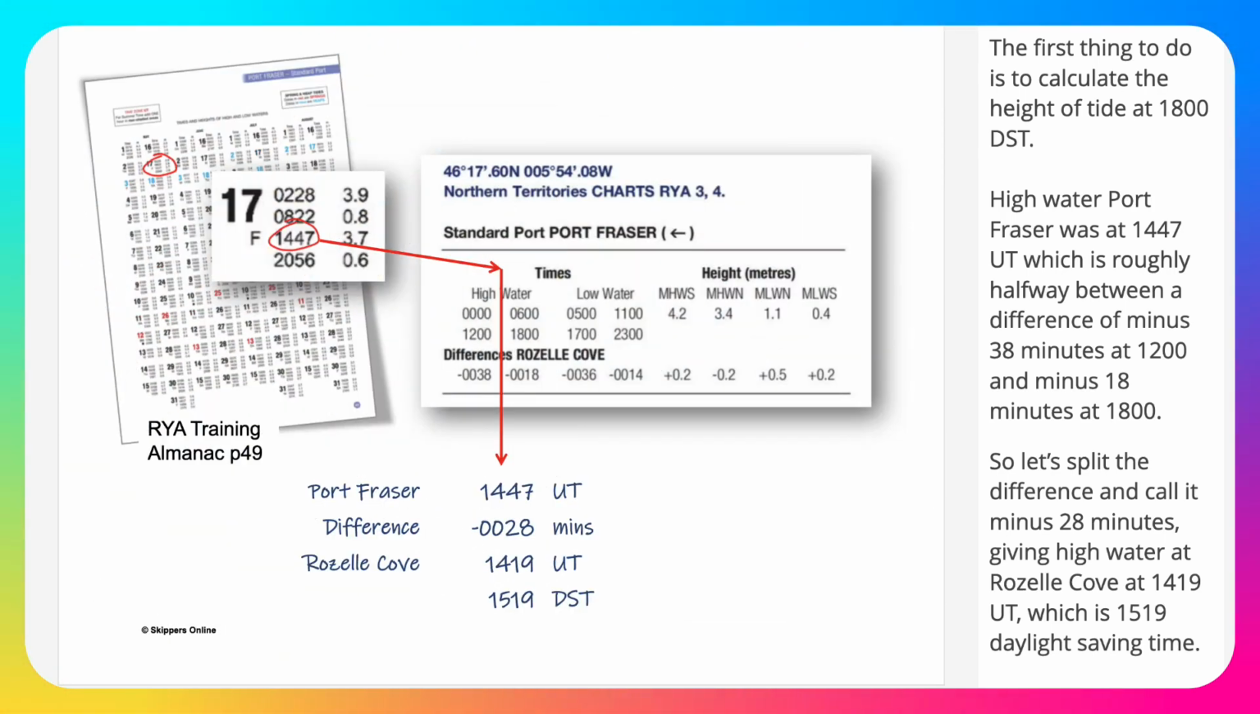The first thing to do is to calculate the height of tide at 1800 DST. High water Port Fraser was at 1447 UT, which is roughly halfway between a difference of minus 38 minutes at 1200 and minus 18 minutes at 1800. So let's split the difference and call it minus 28 minutes, giving high water at Rozelle Cove at 1419 UT, which is 1519 daylight saving time.